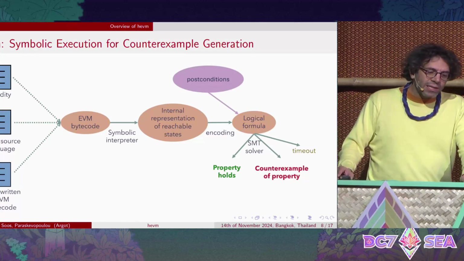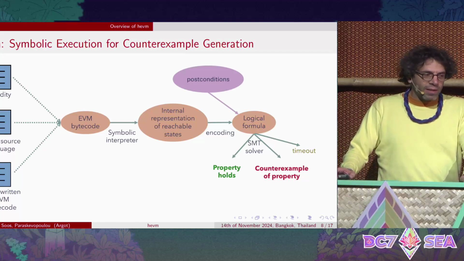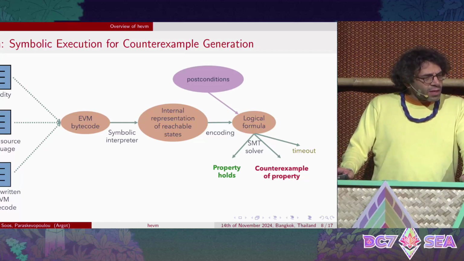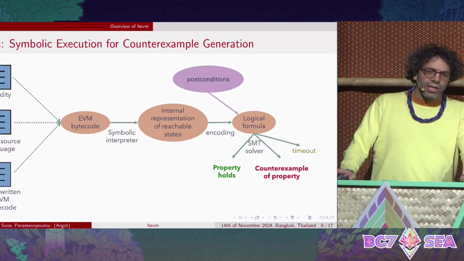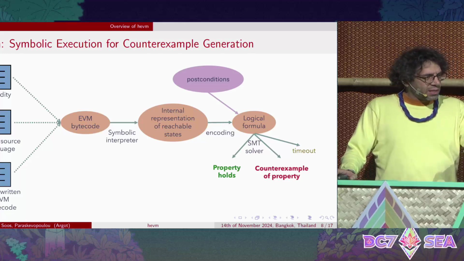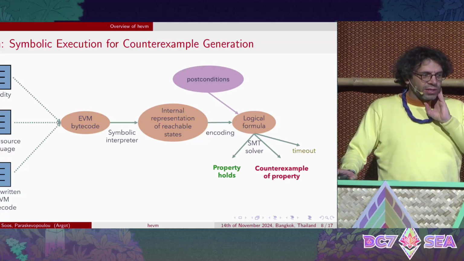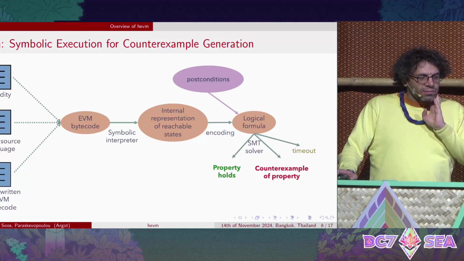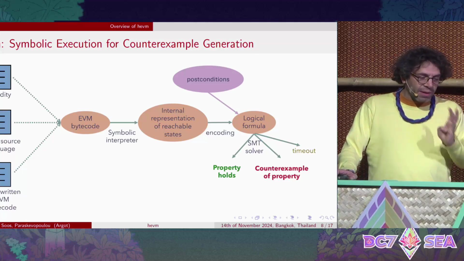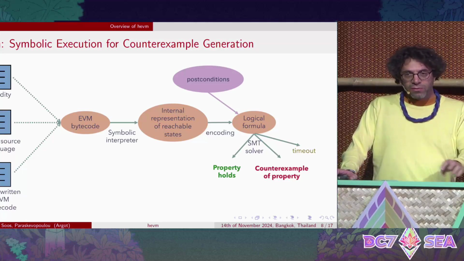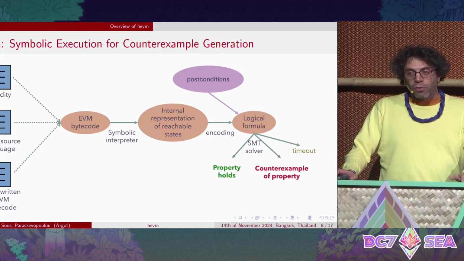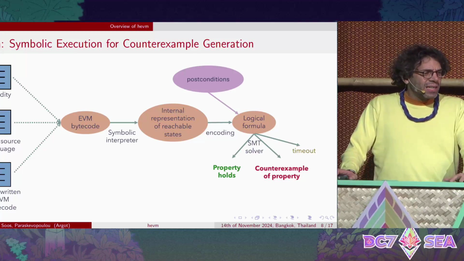So there are two ways of using hevm. One of them is for counterexample generation, and one of them is equivalence checking. So let's talk a little bit about this counterexample generation for, in this case, some kind of post condition that typically is written, for example, as a forge test case.